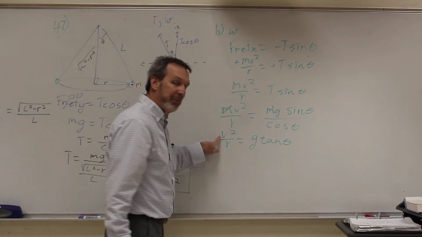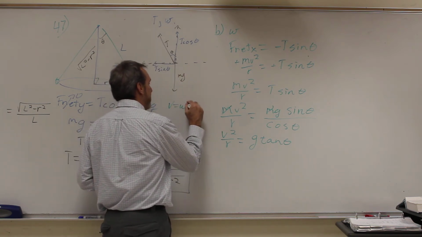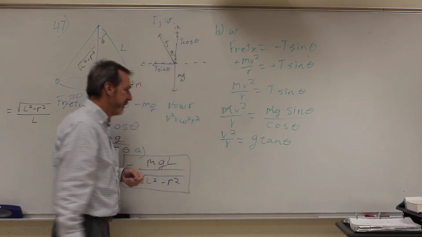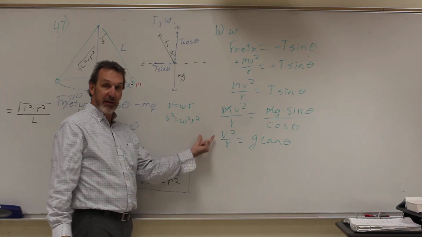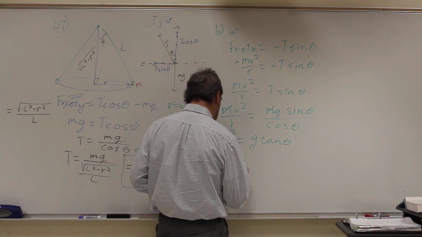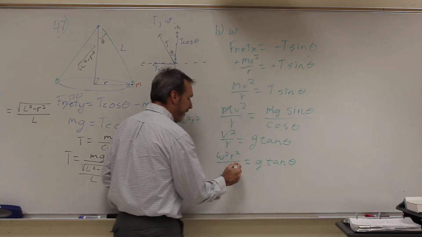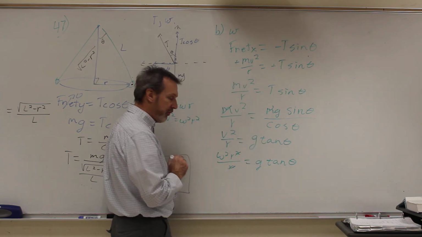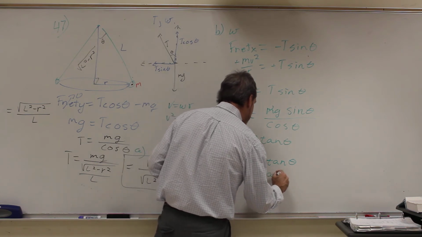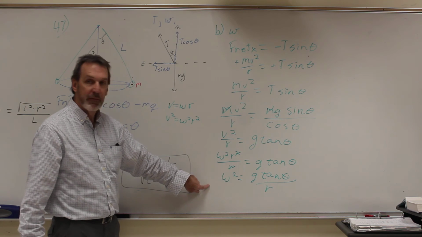But I want to solve for omega. This is v, not omega. But I remember that v is equal to omega r, so v squared is equal to omega squared r squared. So I'm going to plug that in for v squared. So this becomes omega squared r squared over r is equal to g tangent of theta. This r cancels with one of those, so I get omega squared r is equal to g tangent of theta, and then if I divide by that r, I get this.